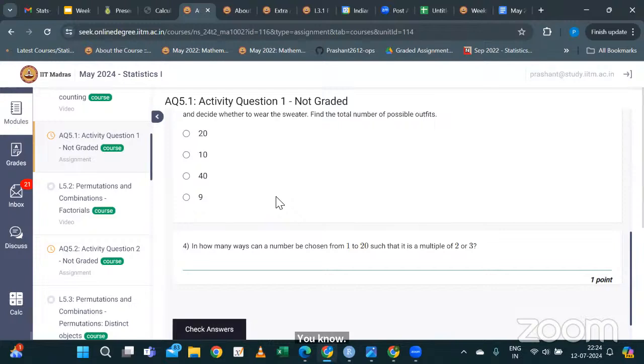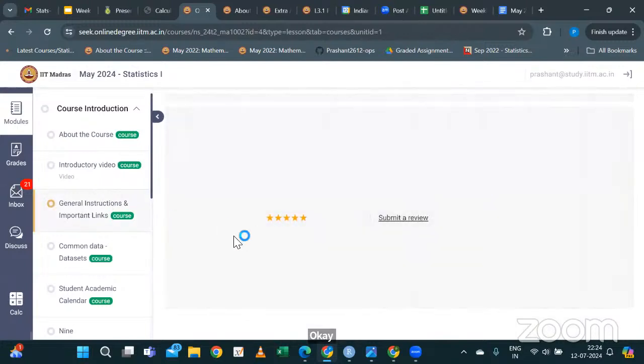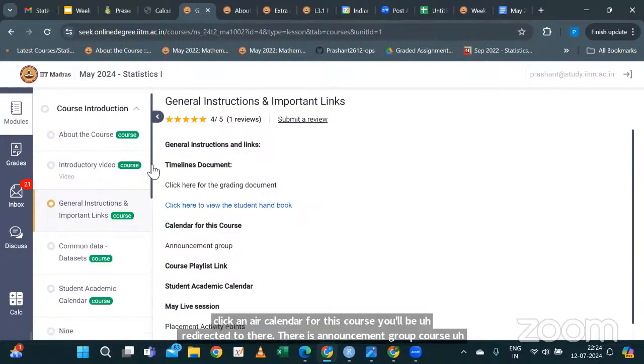The calendar you are talking about, right? Okay, so just go under course introduction. There will be a section, general instructions and important links. If you click here, you can find everything here. Grading document, student handbook. If you click on calendar for this course, you will be redirected there. There is also the announcement group, course playlist, and the academic section. Okay, everything.